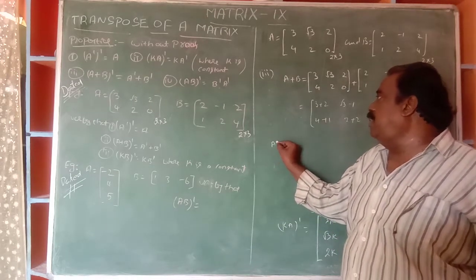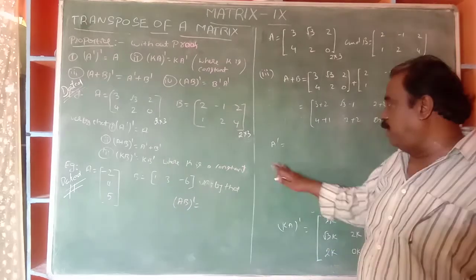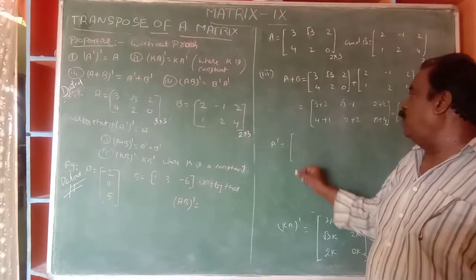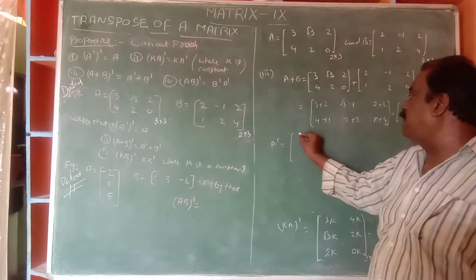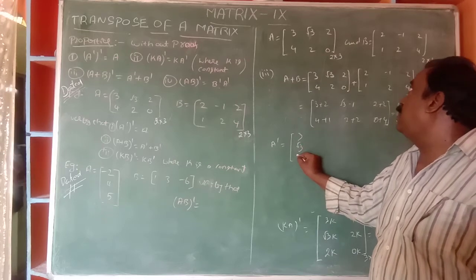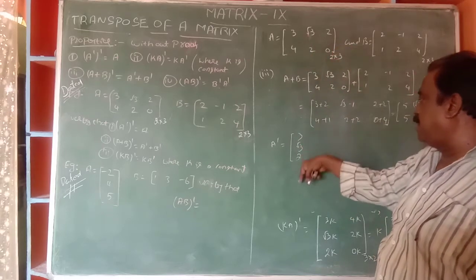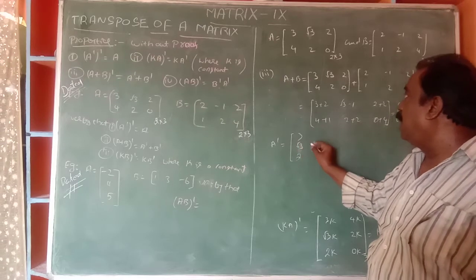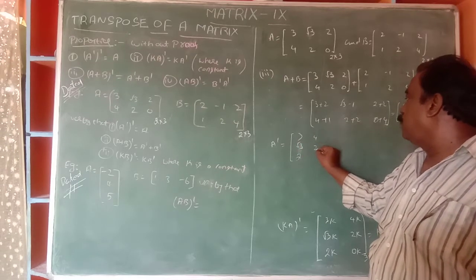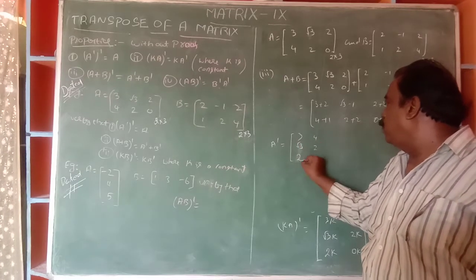Then what is A transpose? We know it already. A transpose is 3, root 3, 2, where the row becomes a column, and 4, 2, 0. Do you agree?